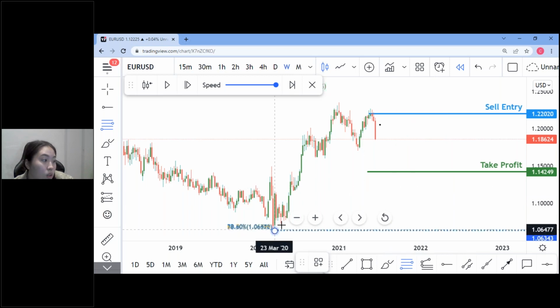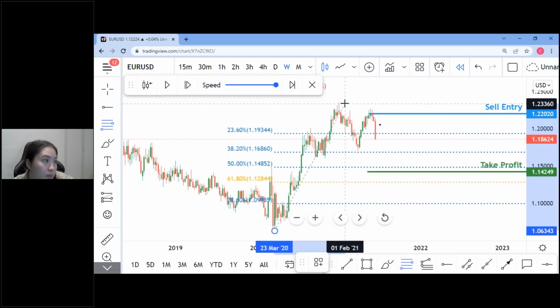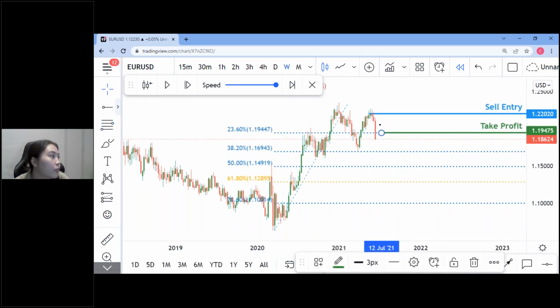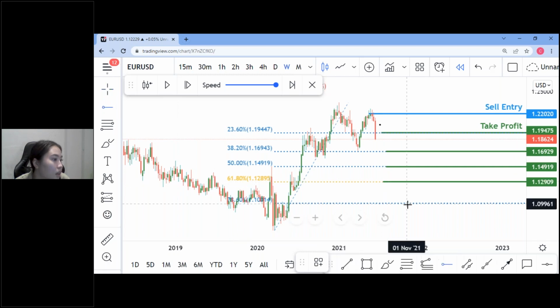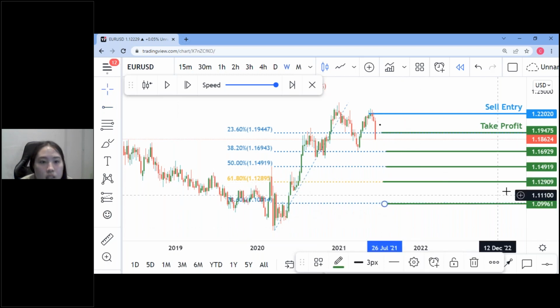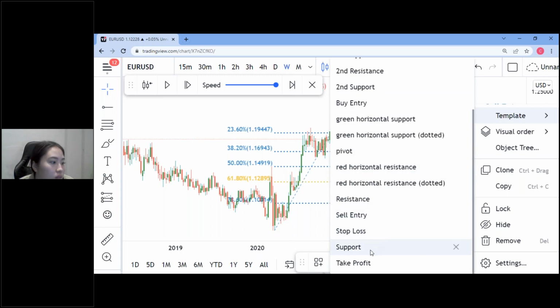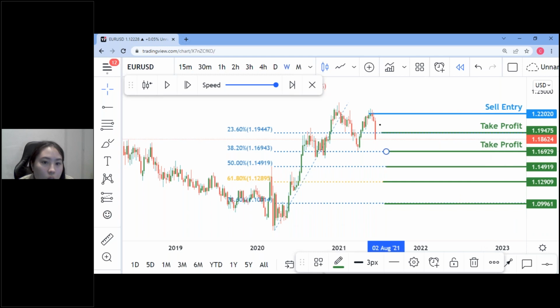From the swing low, you're going to pull it to the swing high. Now you have 5 possible take profit zones: 1, 2, 3, 4, and 5. These are your 5 possible take profit zones. Are we clear with this so far? For those who said that it wasn't clear earlier on, are you guys clear now?